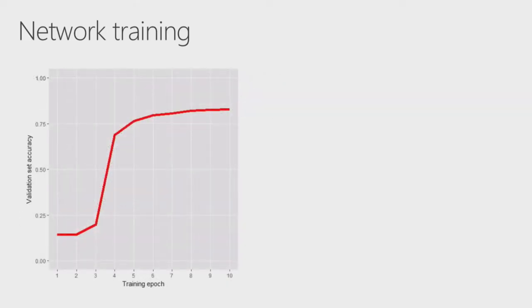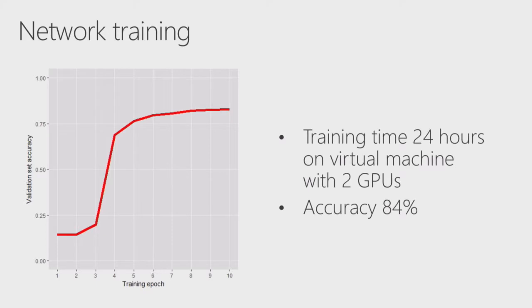And this is what a chart of the model accuracy looks like for each training epoch. You can see, to begin with, it performs very badly, but then about the fourth training epoch, we see accuracy picking up and eventually plateaus at around 84% accuracy on this data. And the training time for this was 24 hours using a virtual machine with two GPUs attached to it.